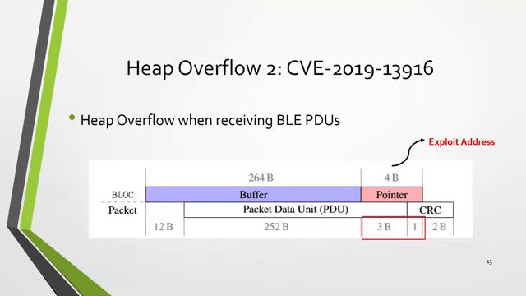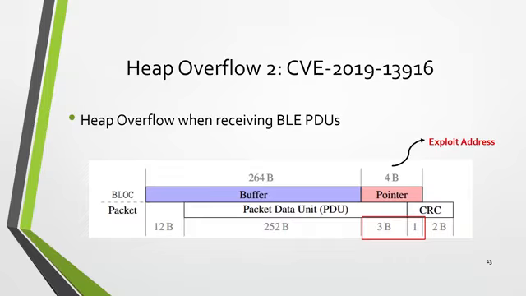The next heap overflow vulnerability found in Broadcom firmware was CVE-2019-13916, which affects Bluetooth low energy packet processing. This vulnerability occurs when a Bluetooth low energy packet is received and copied into a heap block buffer. However, the buffer is allocated 3 bytes too small to hold the maximum 255-byte packet data unit plus its 12-byte header. Therefore, an attacker can corrupt the pointer adjacent to the buffer, as shown in the diagram.